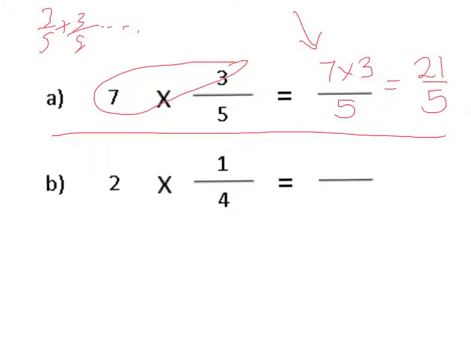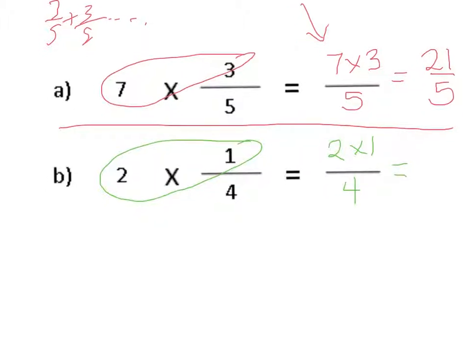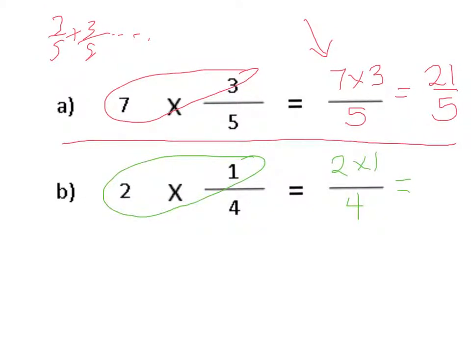Okay, hopefully you said I'm going to multiply my whole number times my numerator, which was 2 times 1. You're going to leave your 4, your denominator, the same because you have the equal parts, and that is going to equal 2/4. Hopefully you did a good job. Let's do a few more before we let you go and practice on your own.